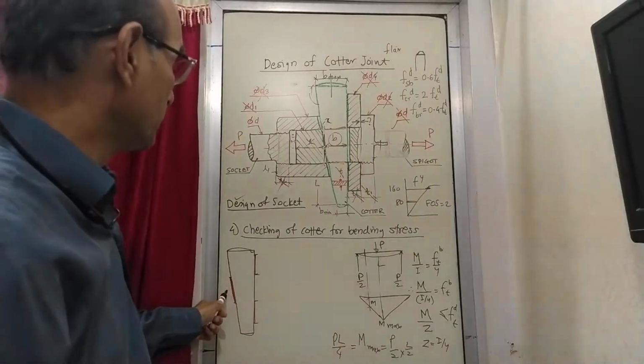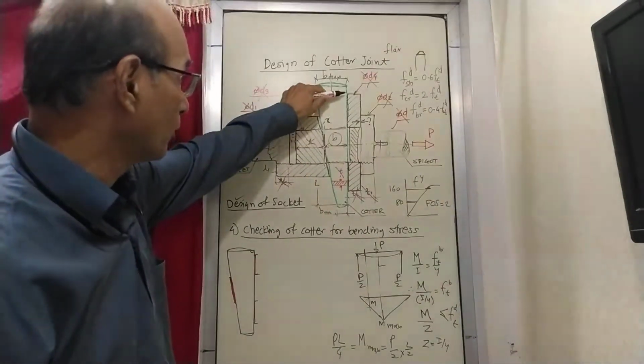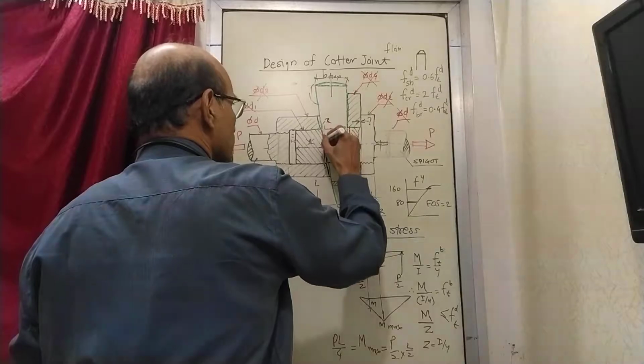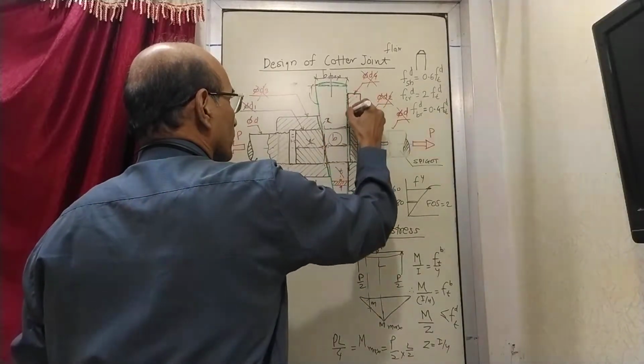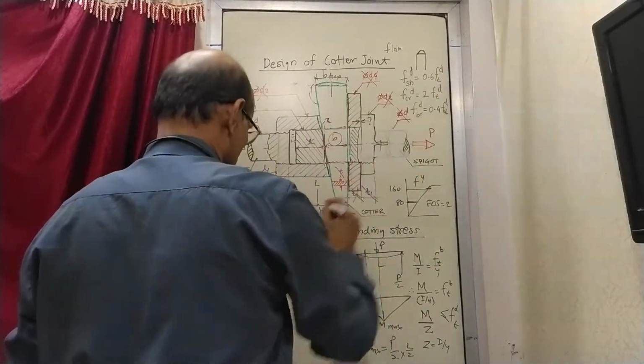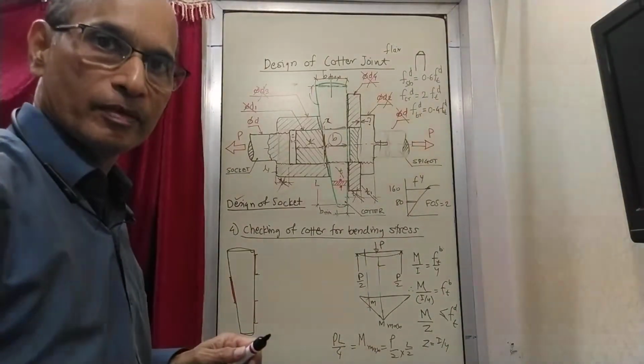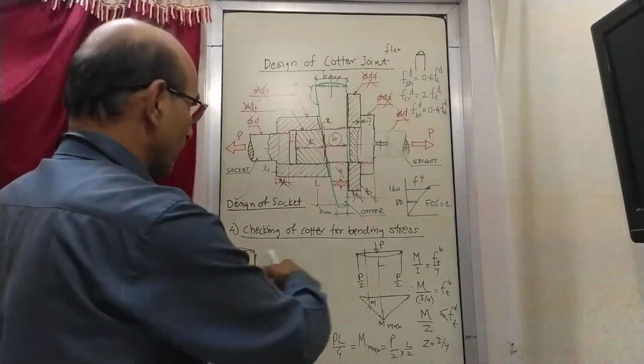Correct? It is in contact with the spigot here, and it is in contact with the socket at these two places, here and here. Okay, and now we are going to apply a load.